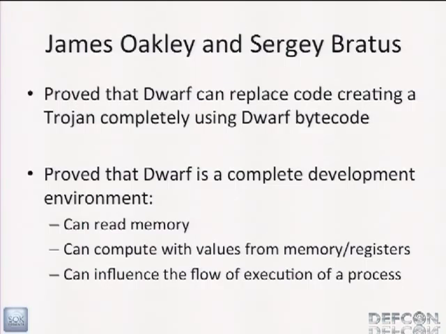So basically, James and Sergey, in the research that they did previously, proved that by replacing this bytecode, they can do any kind of computation. That basically gives them a complete Trojan, as mentioned, that does not change the assembly language of the binary itself. They proved that DWARF is a complete environment for programming. So it can read memory, it can compute values, and it can influence the flow of execution. Of course, those are all the requirements that we want to replace our shellcode with DWARF bytecode, right?